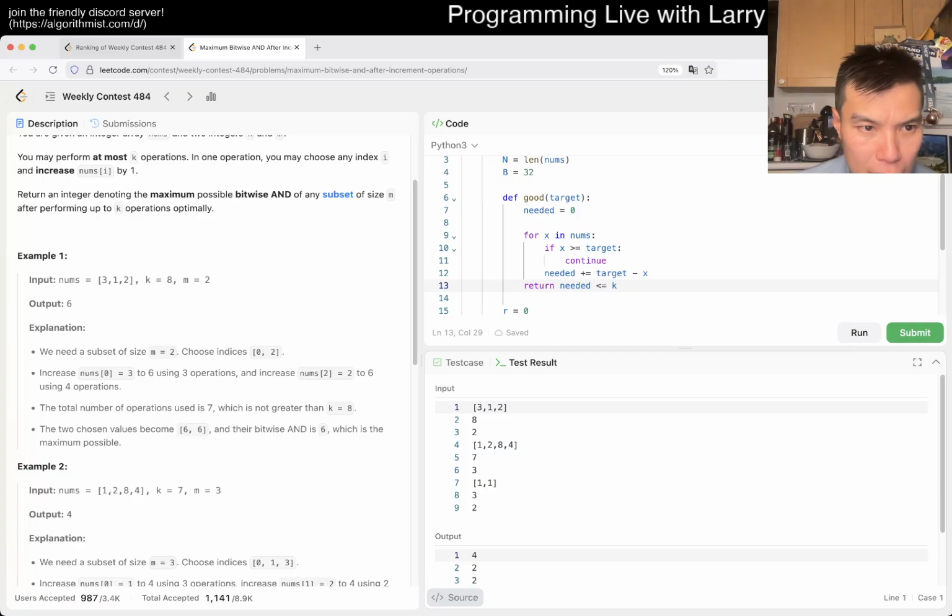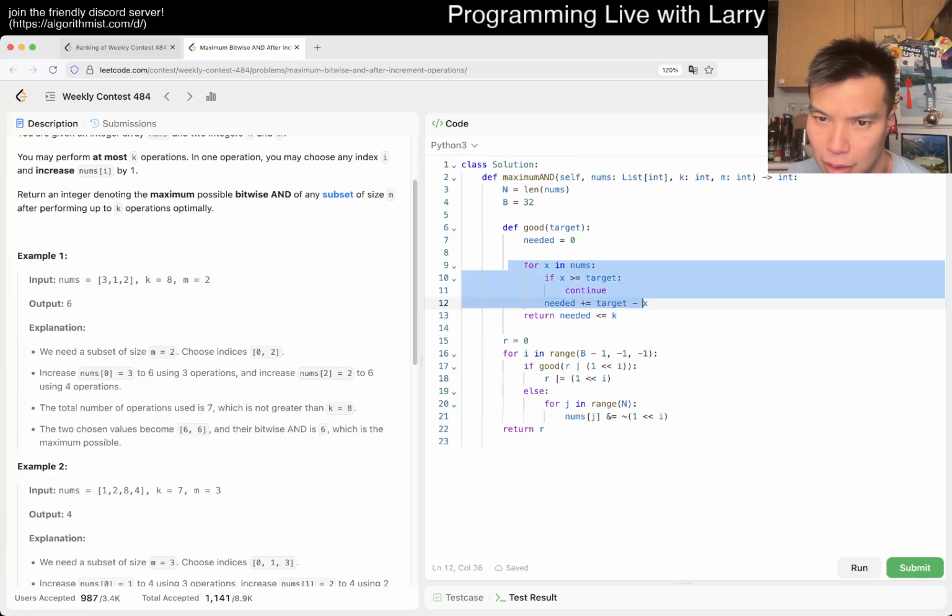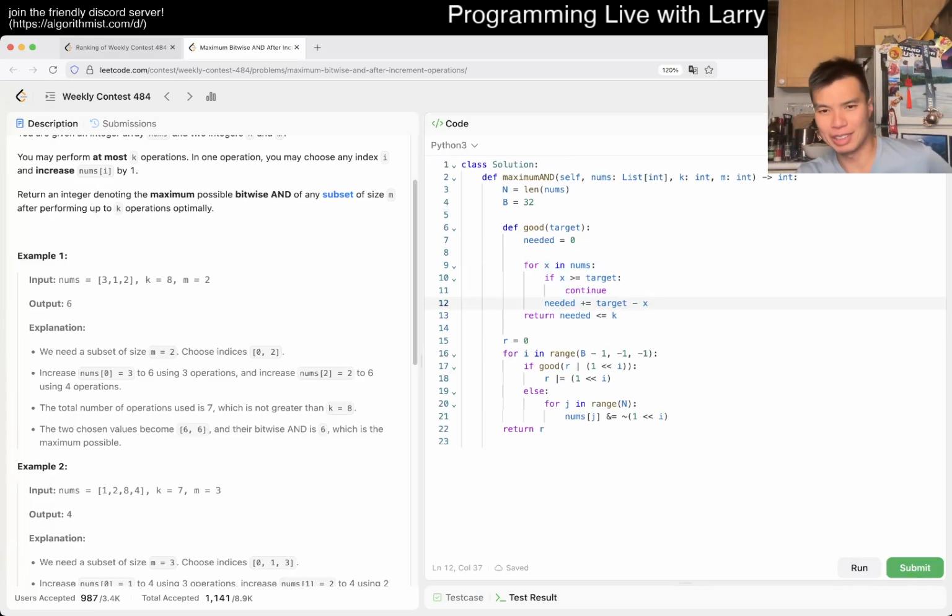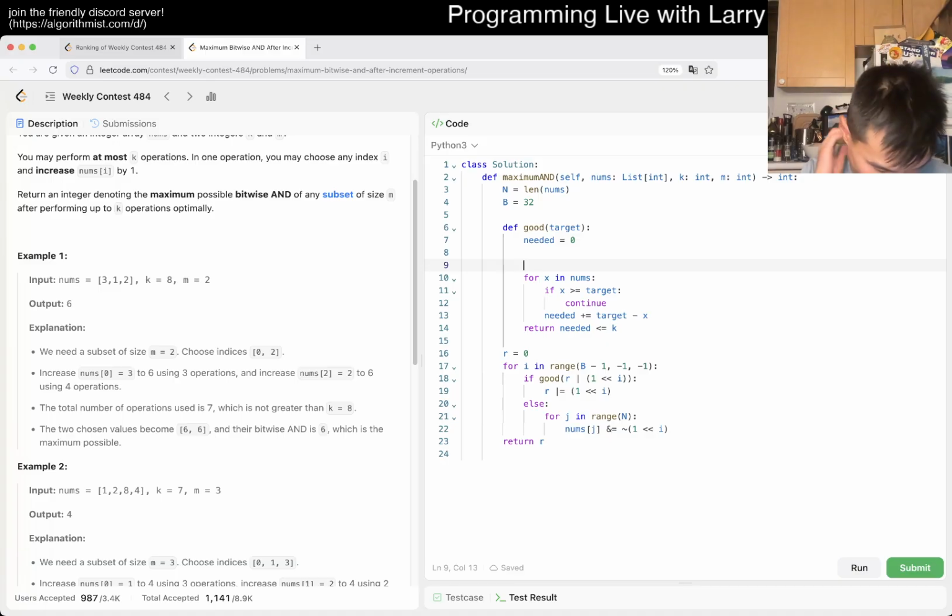4 is right. Oh! I forgot we only need M of these. That's why I keep saying sorting and stuff, but I just forgot about the M part. Okay. So then we have... How do I write this?